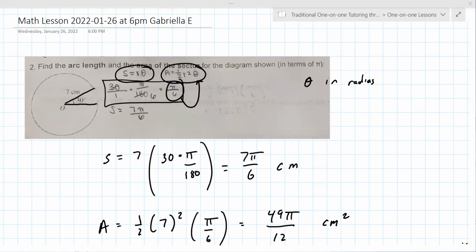Okay, what would you like us to do next? Can we move to number 3, please? Sure.